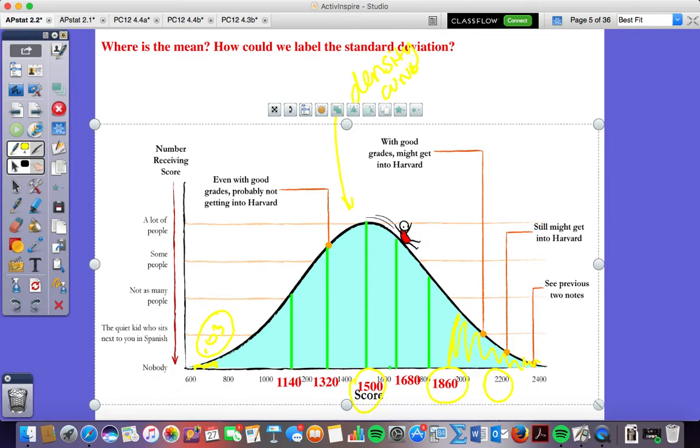I know there's short jokes going around. I got you. Okay? But does that make sense of where we're going? All right, so that's it.